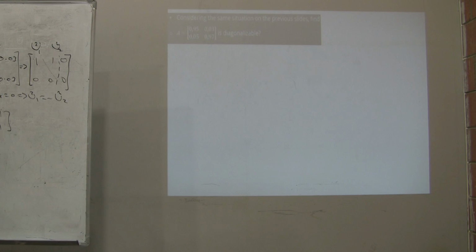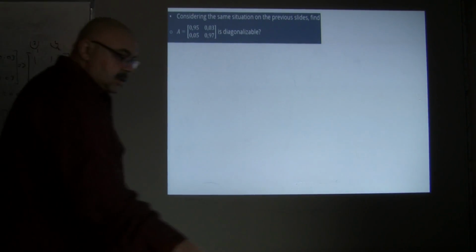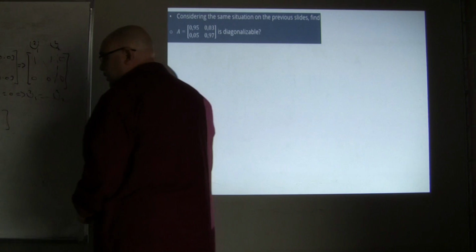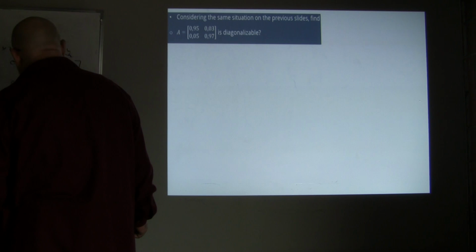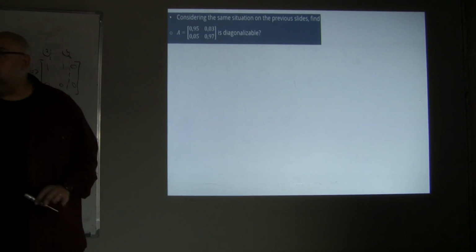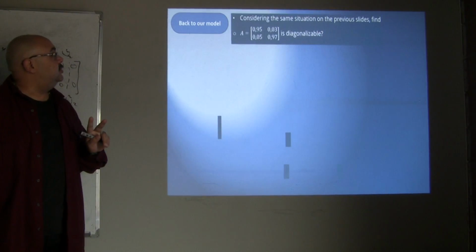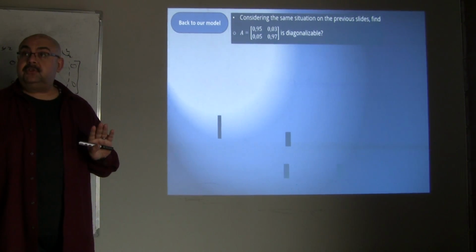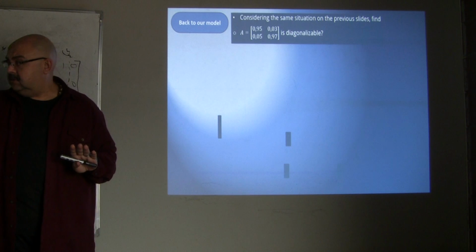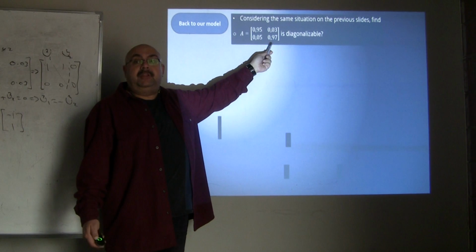Okay, so once more, focus. That's the main matrix. Okay, so in general, I will do the same steps. But of course, as I told you, I have two pieces of information. So that's the matrix that we have: 0.95, 0.03, 0.05, 0.97.